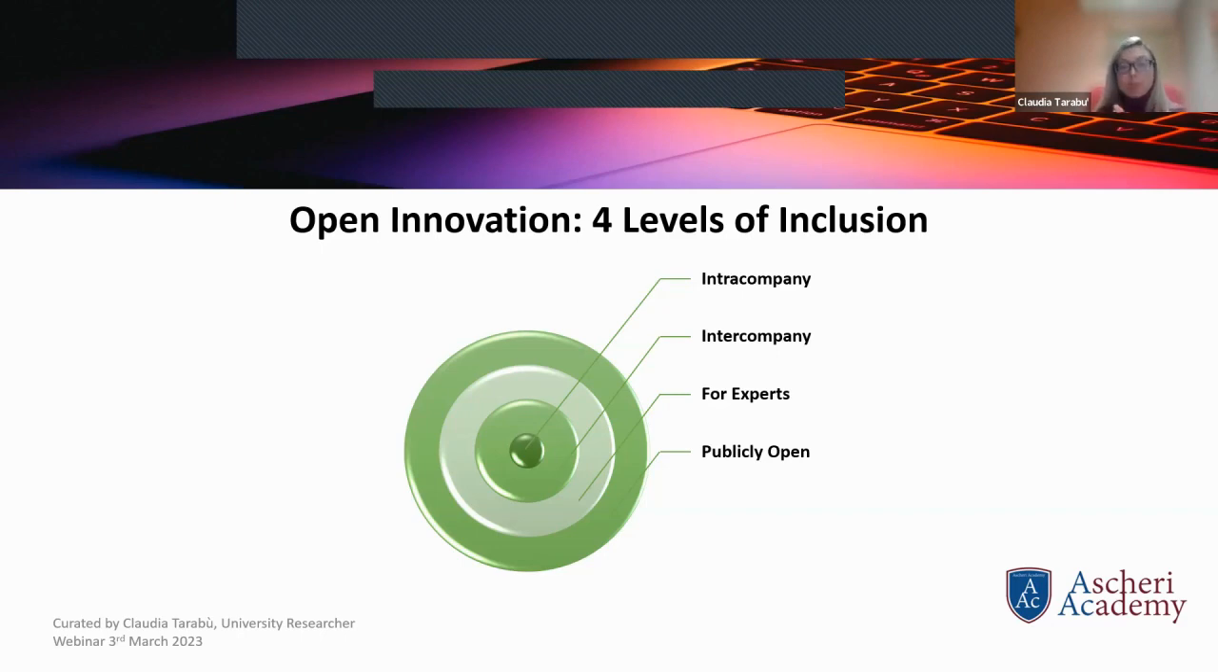The third level of inclusion typical of open innovation is the level reserved to experts. So not all public is invited in participating in the open innovation effort, but just professionals, just experts, just researchers are strictly invited in this process for their expertise, for their knowledge, for their reputation, for example. And the last level of inclusion of open innovation is the publicly open level. So in this case, everyone is invited to participate in the open innovation process, regardless of their expertise, of their education, and so on. So these are the framework of the four levels of inclusion.